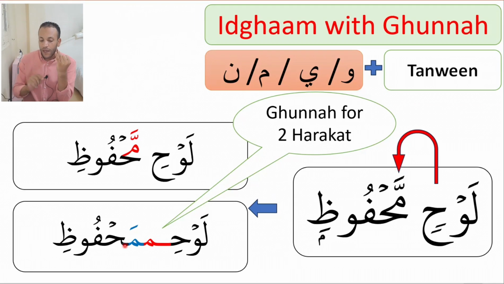محفوظ. Okay, so don't say لوح محفوظ, because even if you prolong, you are not applying the rule. So we don't have noon here. We had it, and now we don't need it. لوح محفوظ. Okay, don't say لوح محفوظ. لوح محفوظ.